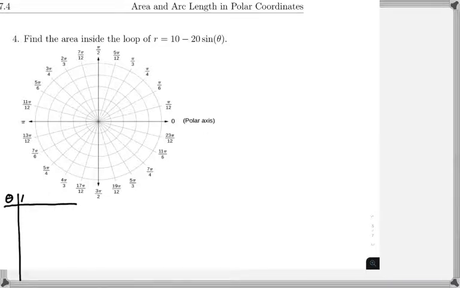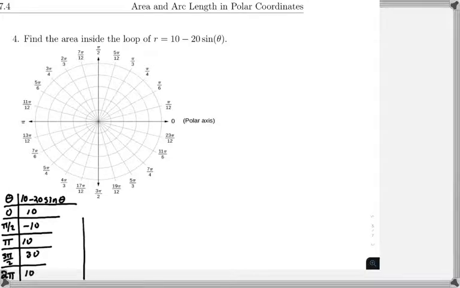So we have 10 minus 20 sine of theta. We're going to use the standard 0, pi over 2, pi, 3 pi over 2, and 2 pi. So we'll complete our table. Sine of 0 is 0, so we just have 10. Sine of pi over 2 is 1, so we have 10 minus 20, which is negative 10. Sine of pi is 0, so we just have 10. Sine of 3 pi over 2 is negative 1, so we have 10 minus 20 times negative 1, so that becomes 10 plus 20, which is 30. And sine of 2 pi is 0, so we just have 10.